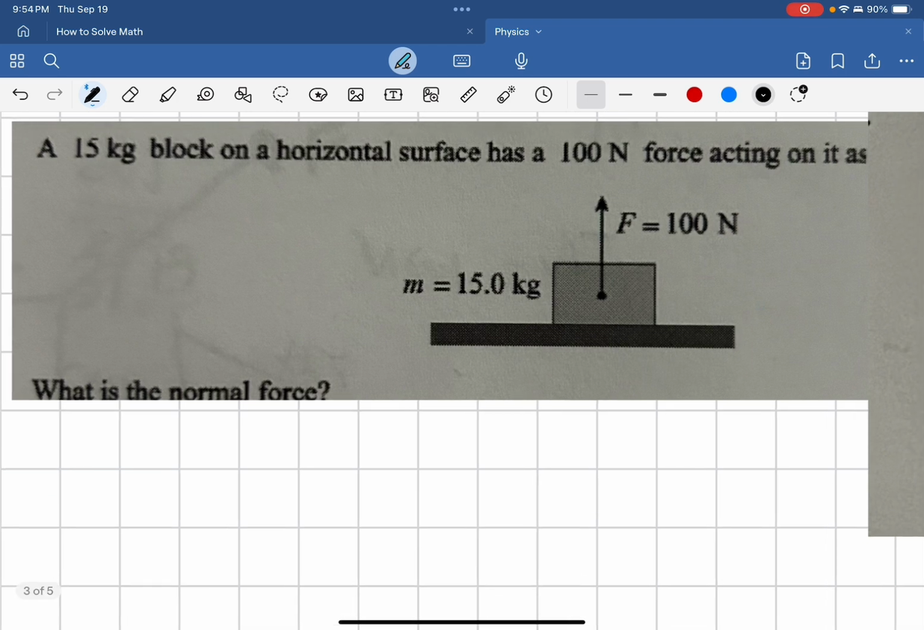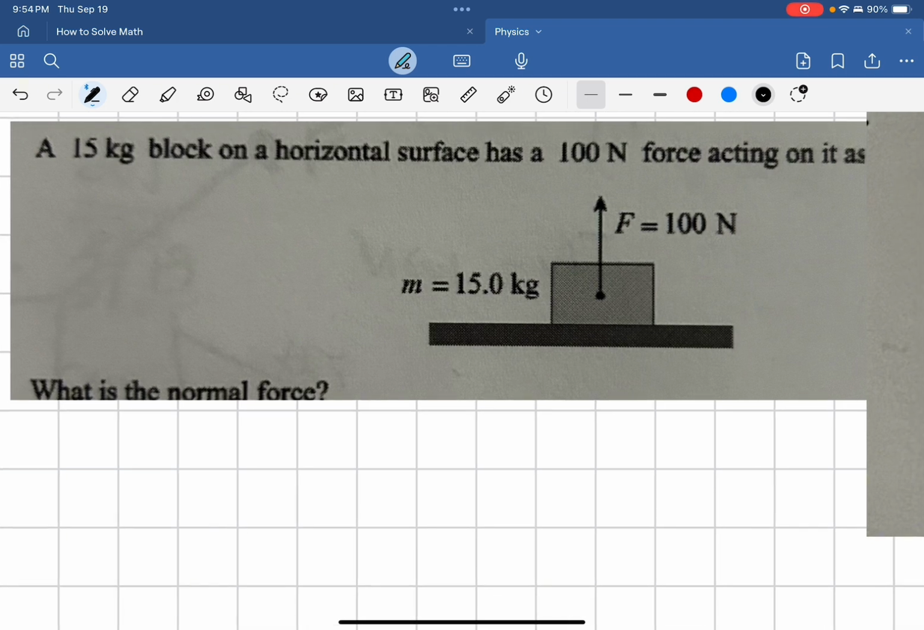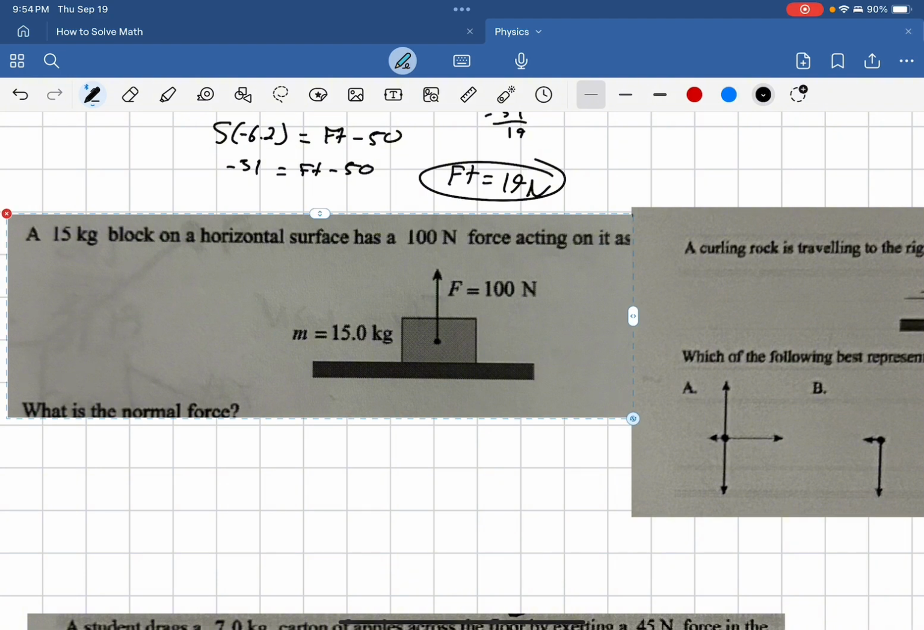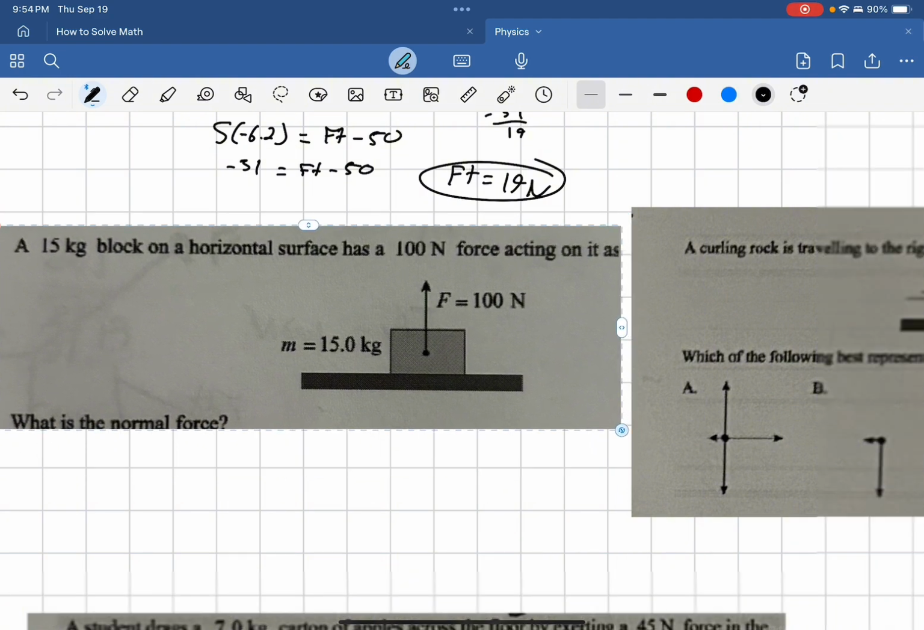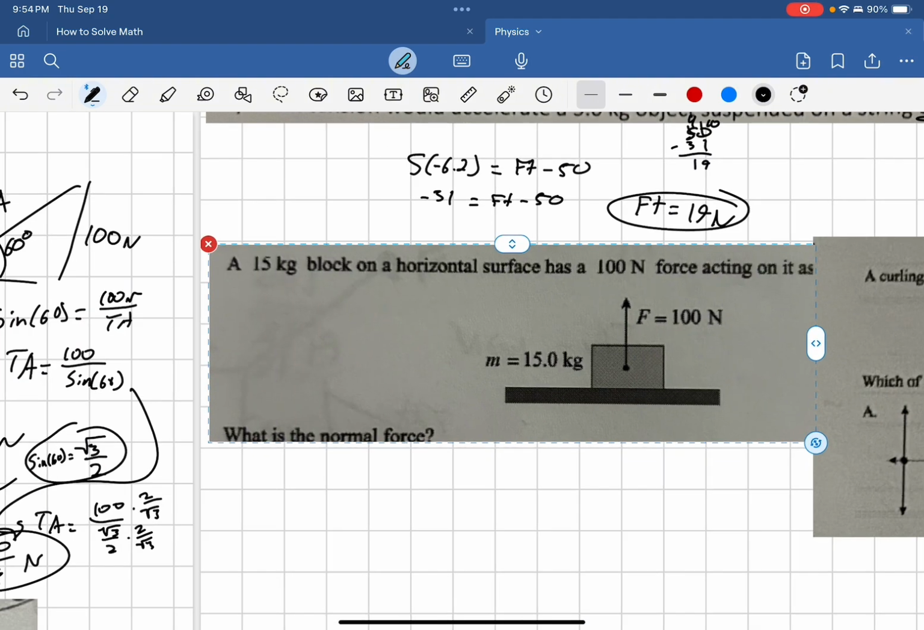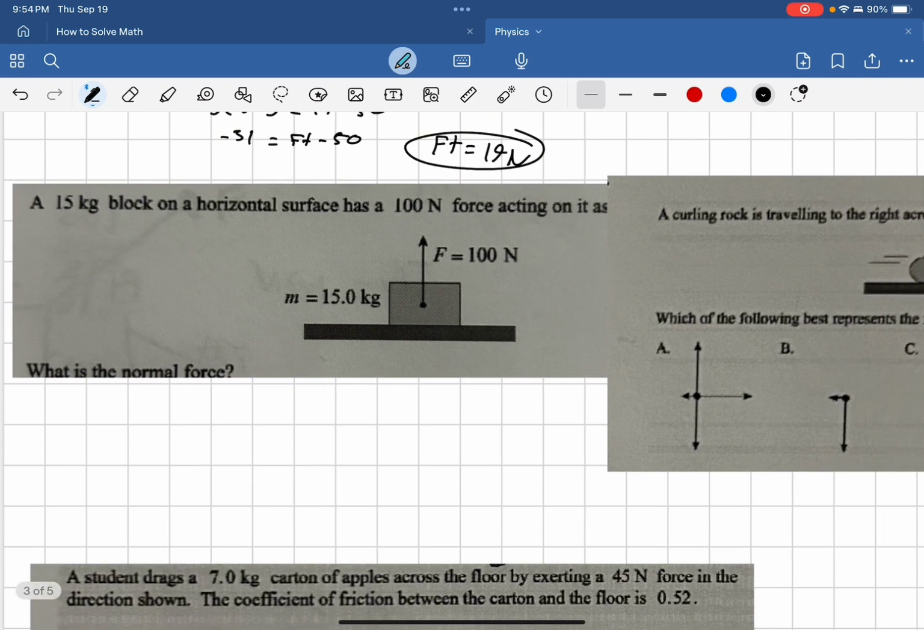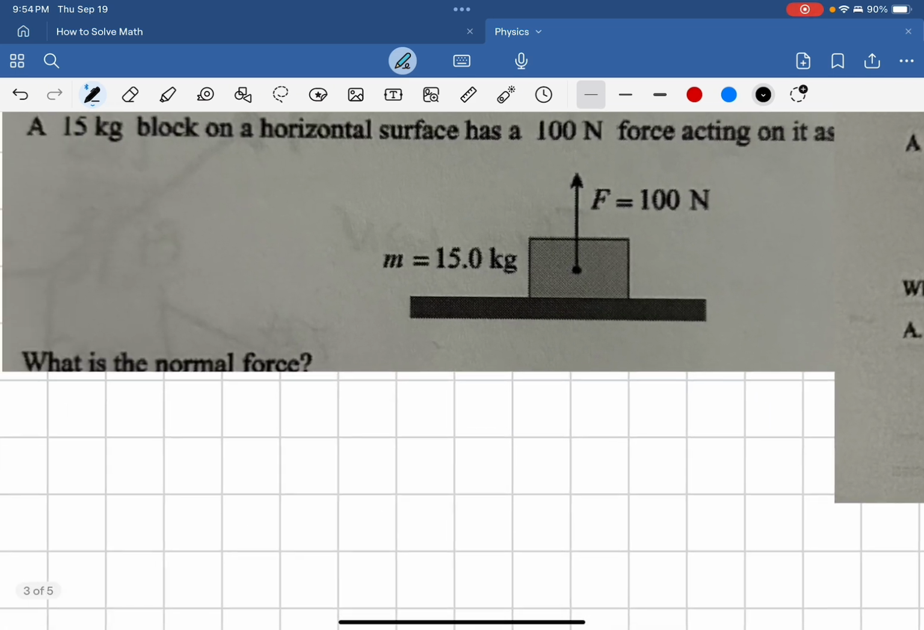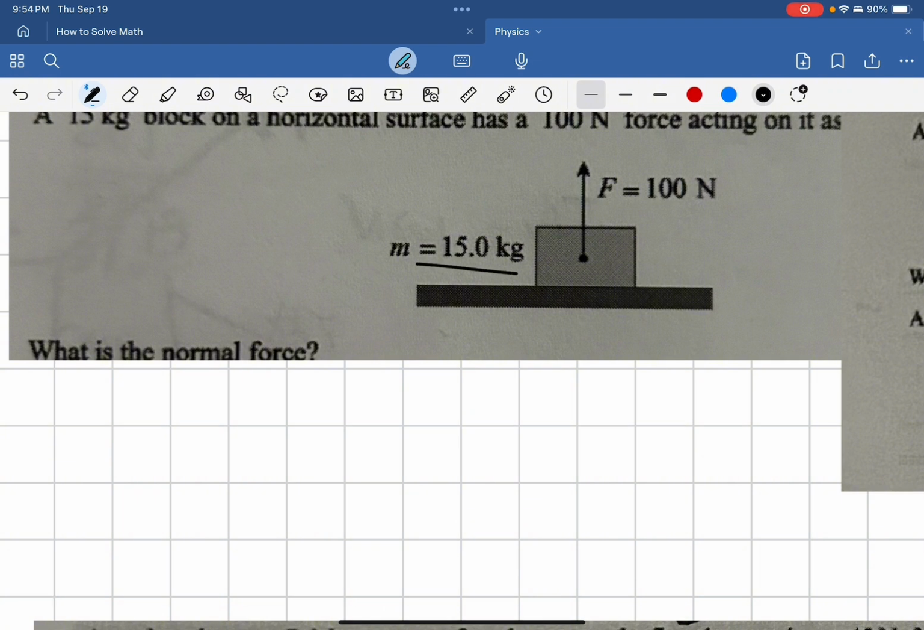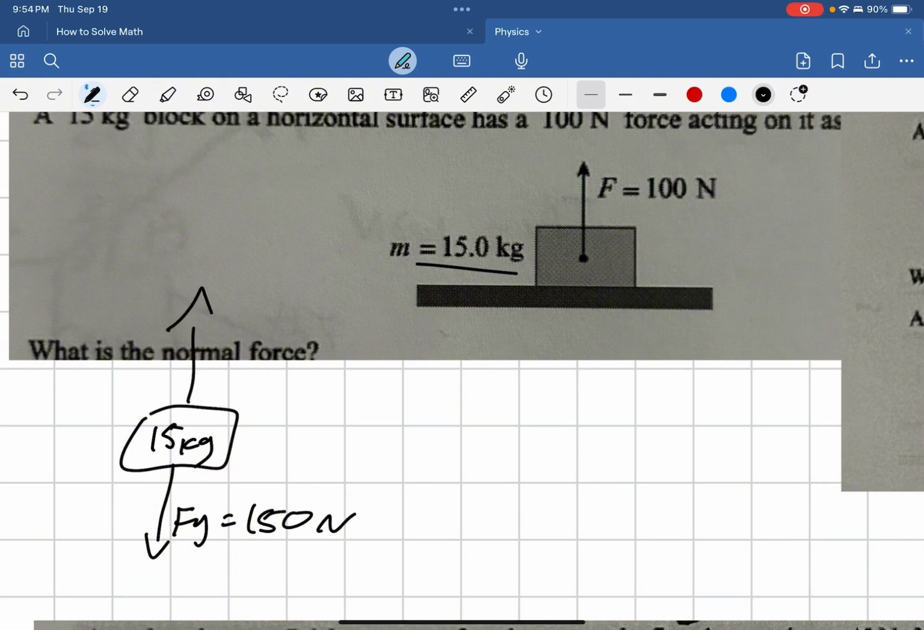A 15 kilogram block on a horizontal surface has a 100 Newton force acting on it. What this is saying is that the force of 100 is pulling on it up, right? But the mass is 15.0 kg, and we want to find the normal force. So we're going to do 15 kg. That means f of g is equal to 150 newtons, and f right here is equal to 100.